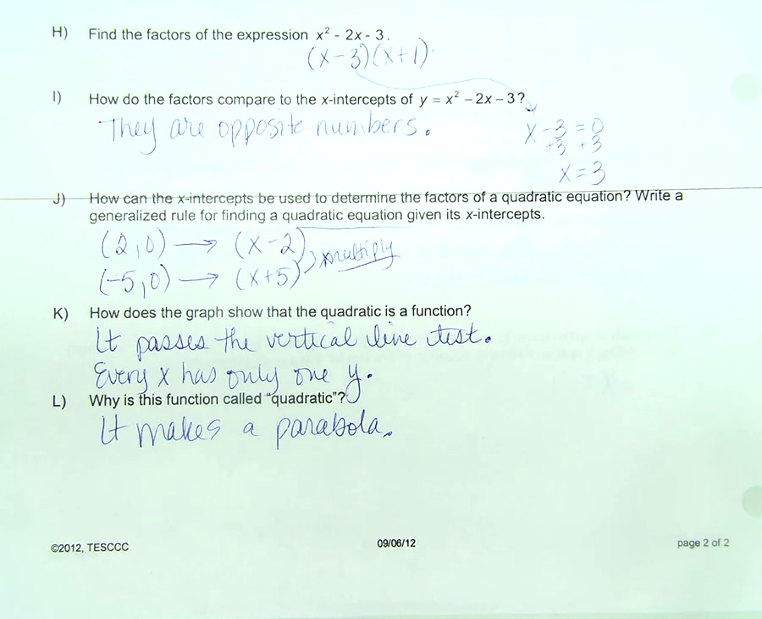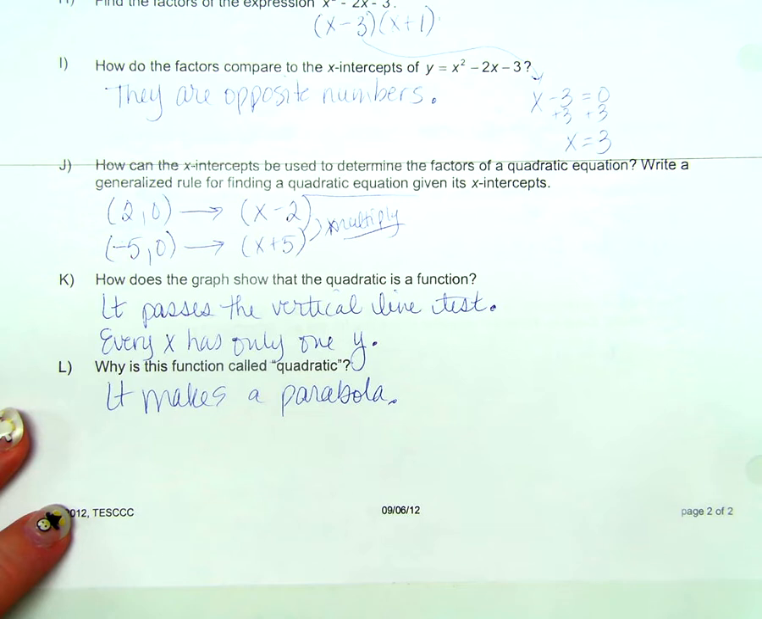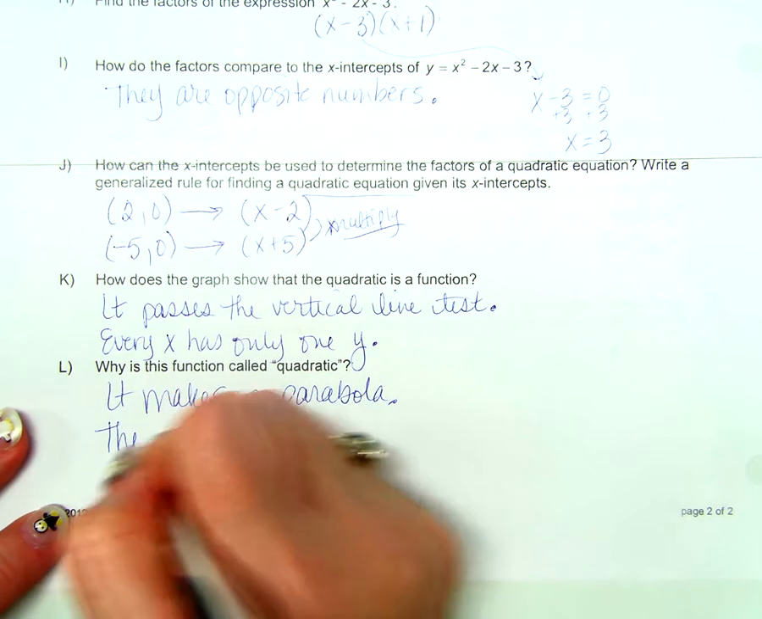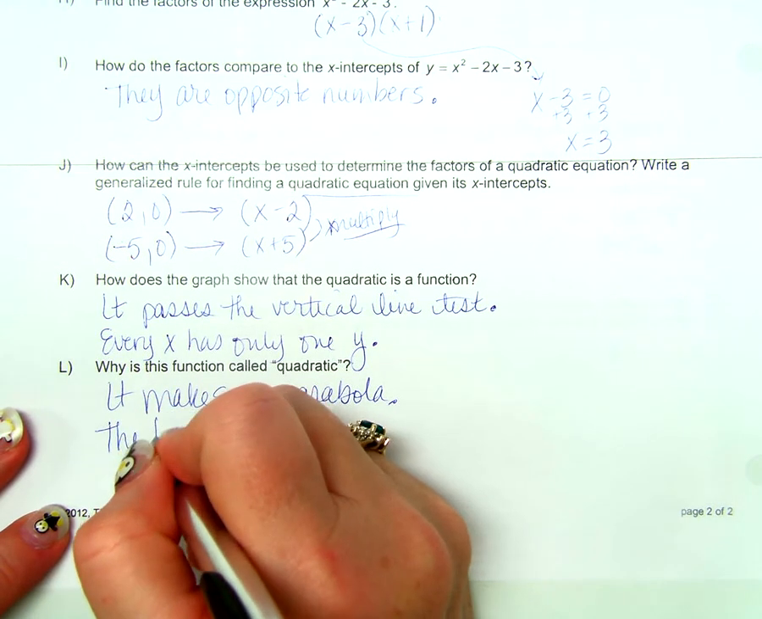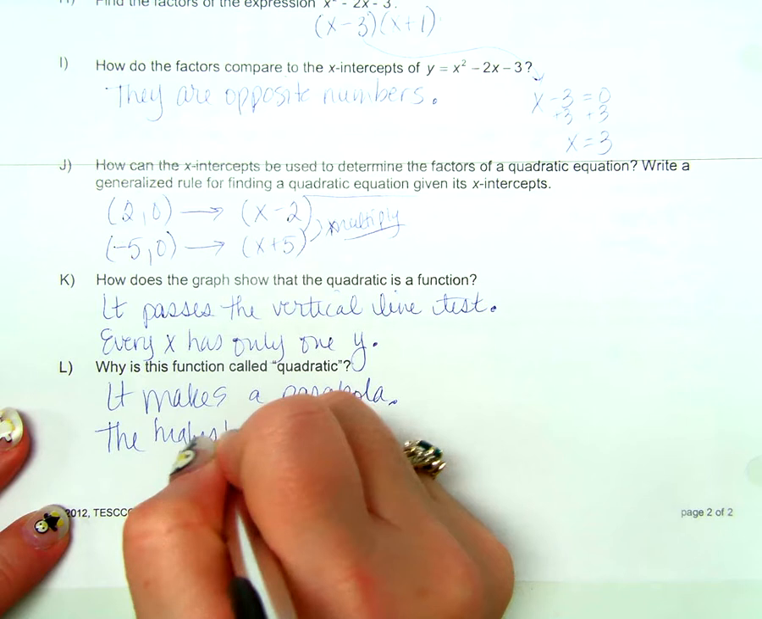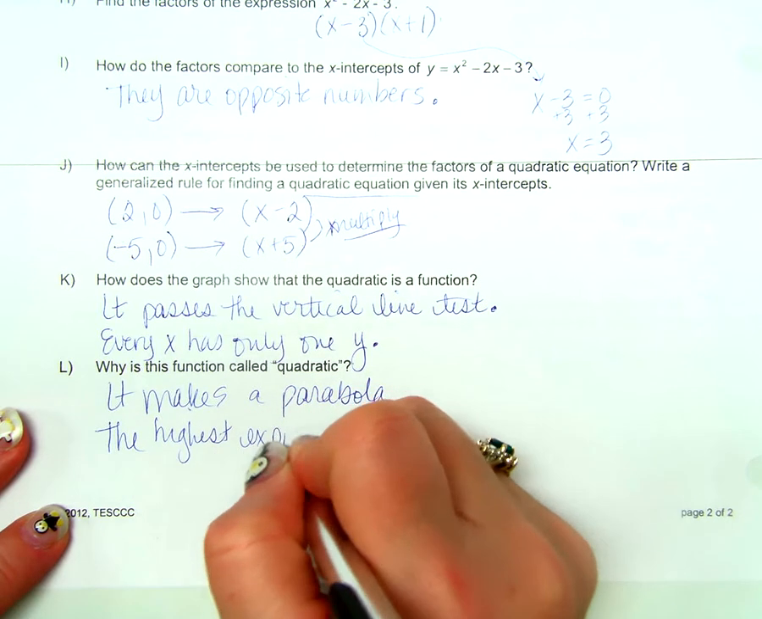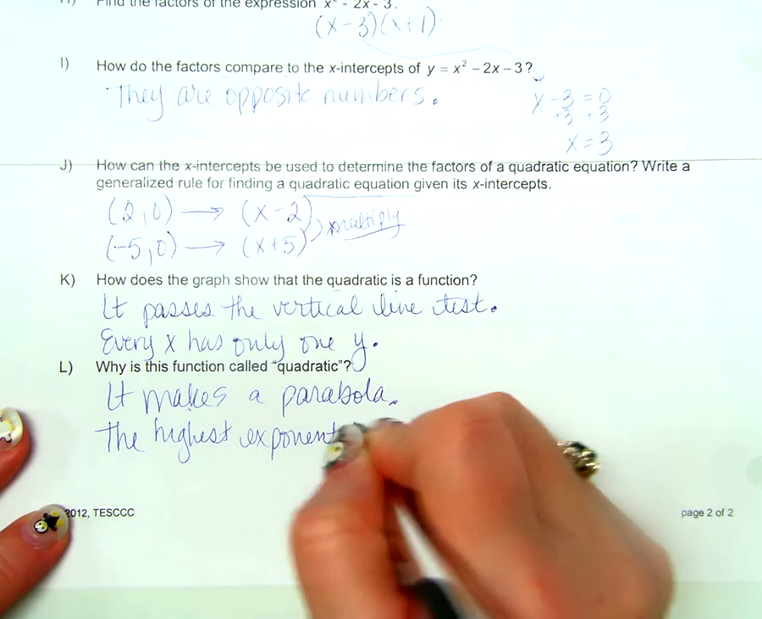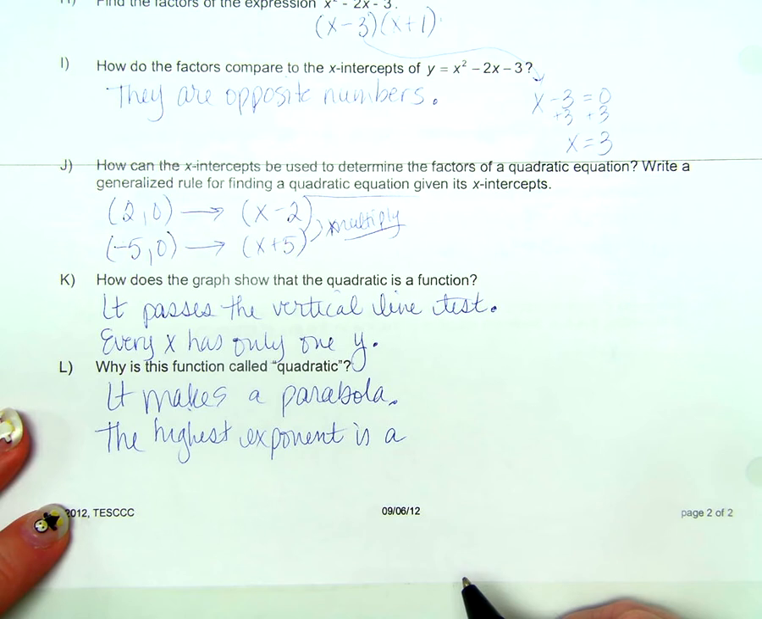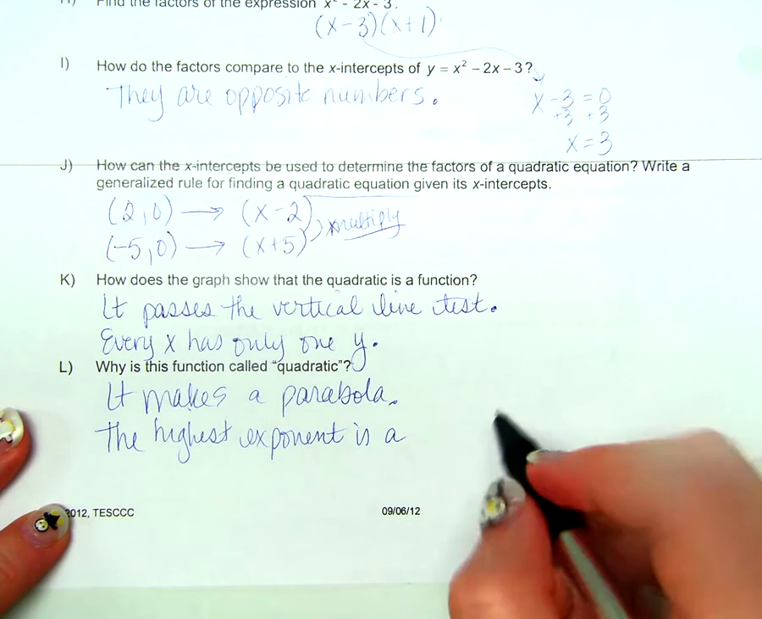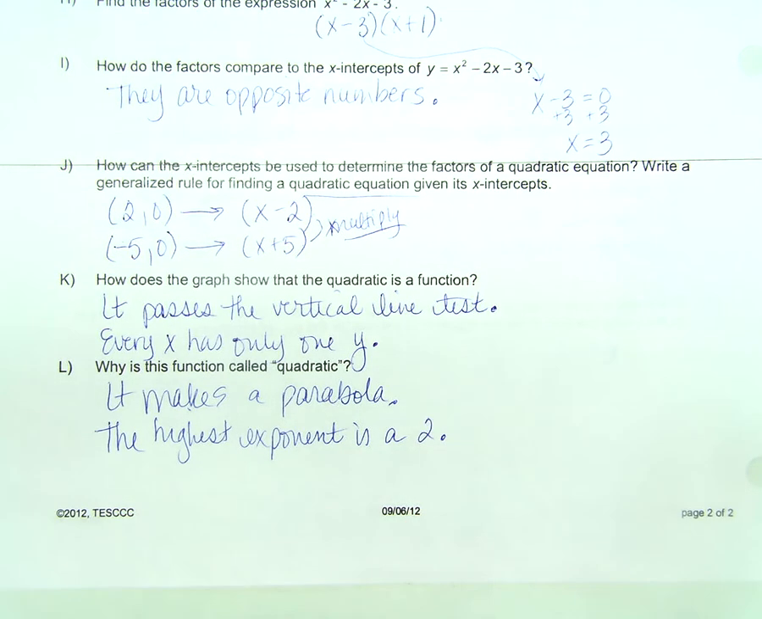Okay. Can you tell me any other way you know it's a quadratic? What if we couldn't see the graph? What if all we could see was the equation? The highest exponent is a what? A 2, a squared. Okay? Does that make sense?